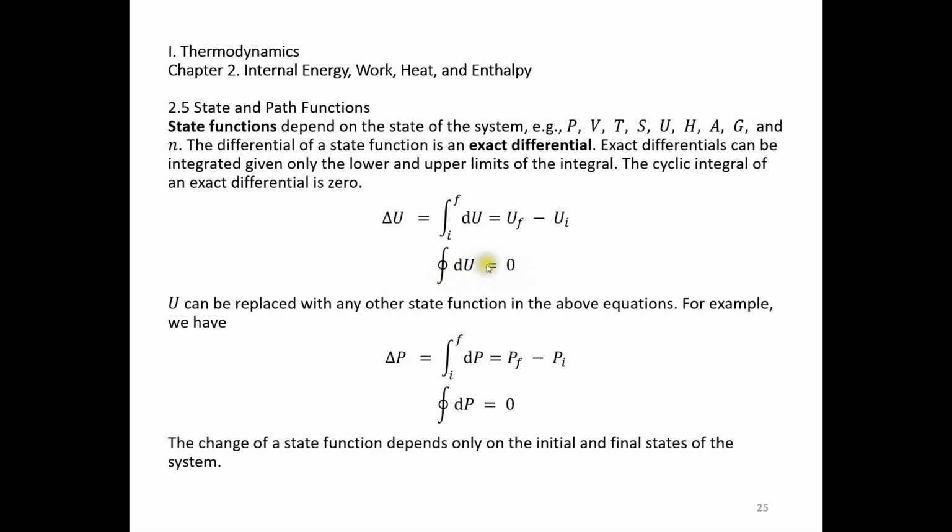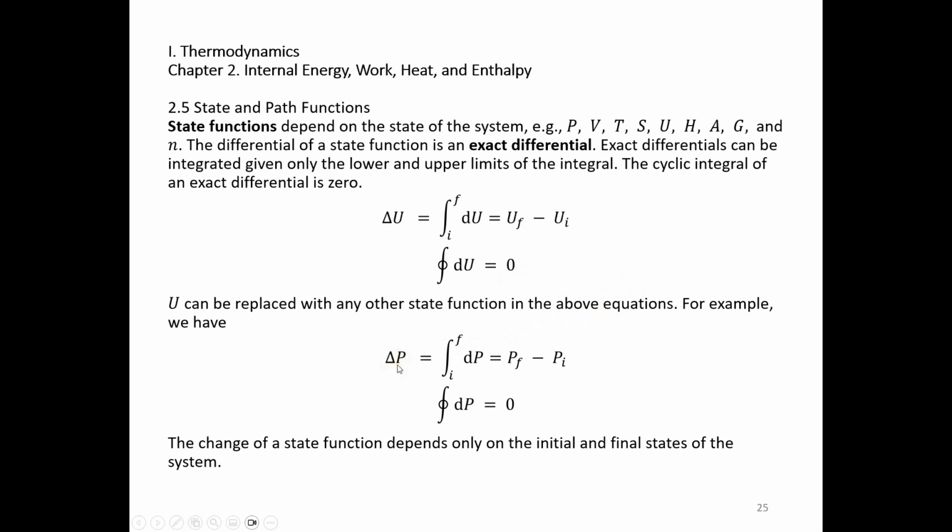As long as a system returns to its original state, then the final internal energy is equal to the initial internal energy. Delta U is zero for any cyclic process. We can replace U with any other state function in these two equations. For example, we can examine the pressure.